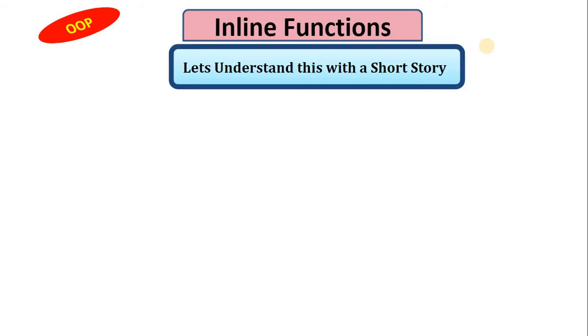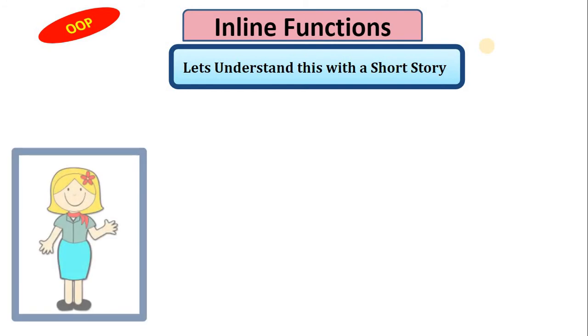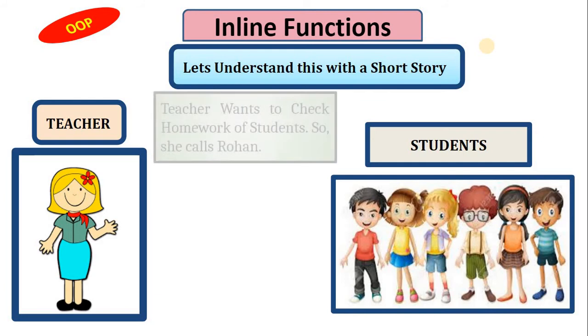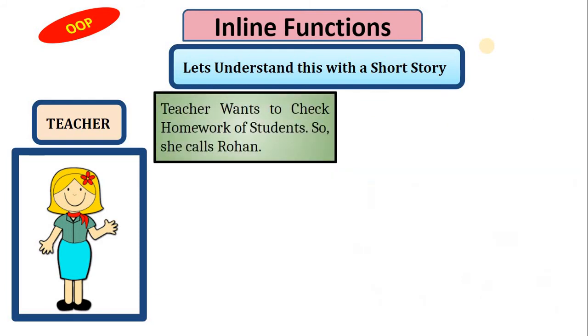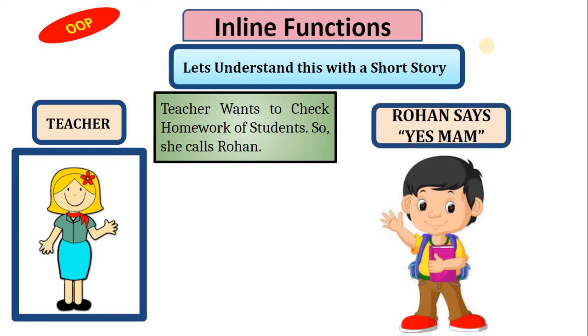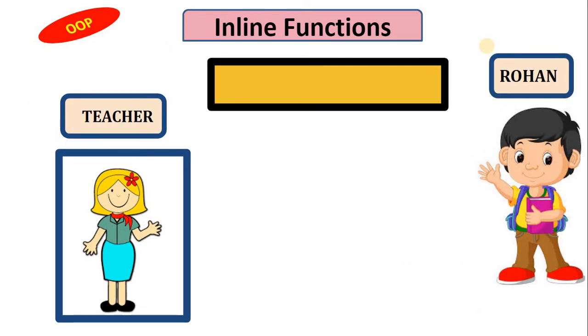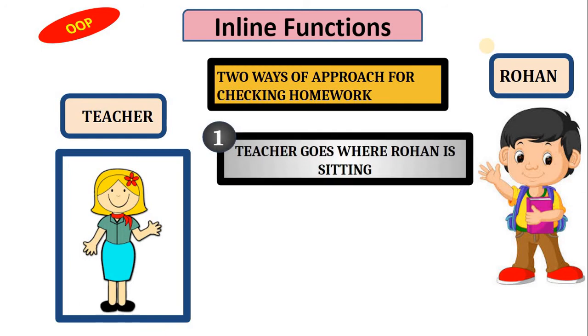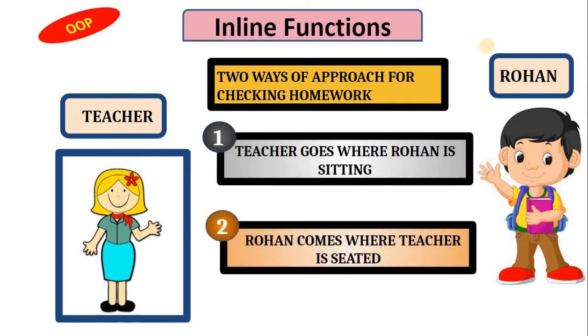Let's see that with a short story. Consider there is a teacher and a number of students. The teacher wants to check the homework of all the students, so she calls one of the students, Rohan. Rohan says, yes ma'am, what can I do? Now there are two ways the teacher can check the homework. One way, the teacher goes where Rohan is sitting, or second way, Rohan comes where the teacher is sitting and gets his homework checked.